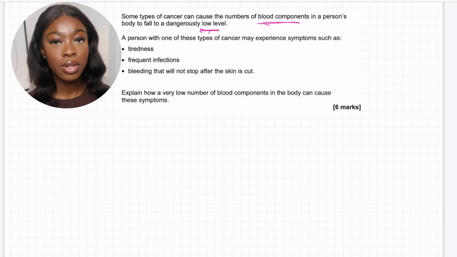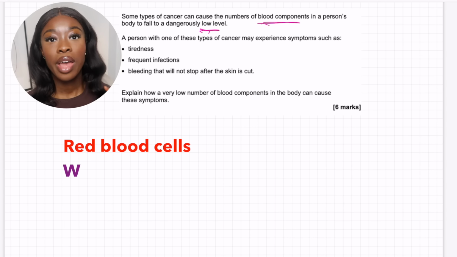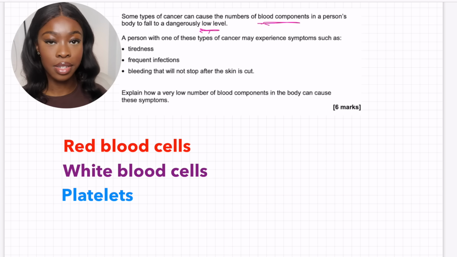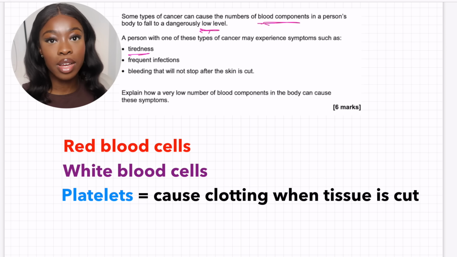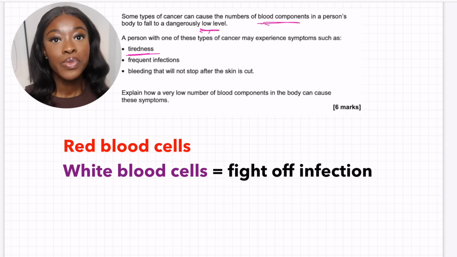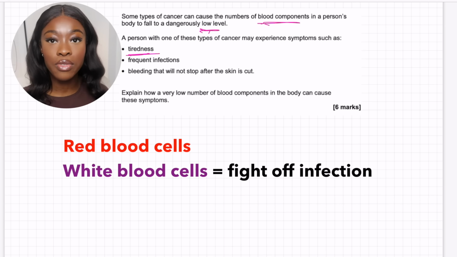So let's talk about the blood cells in the body. So we have red blood cells, we have white blood cells, we have platelets. Which one of these will relate to tiredness? So platelets won't really relate to tiredness because they're more to do with clotting after you get a cut, and that won't have anything to do with why a person is tired. White blood cells, they're to do with infection. When you get cold, when you get flu, your body fights it off with the white blood cells. That doesn't really affect tiredness.